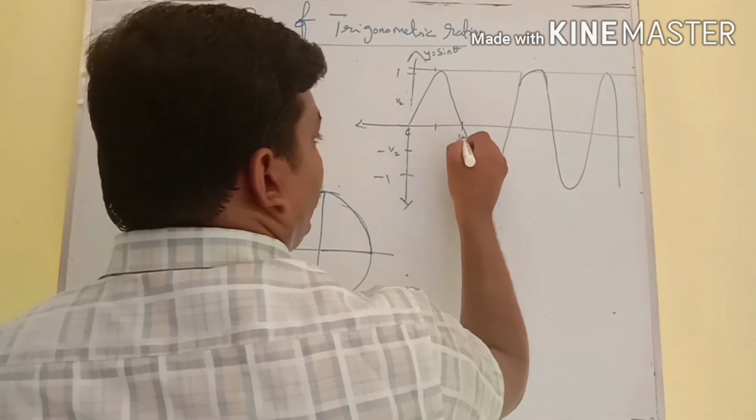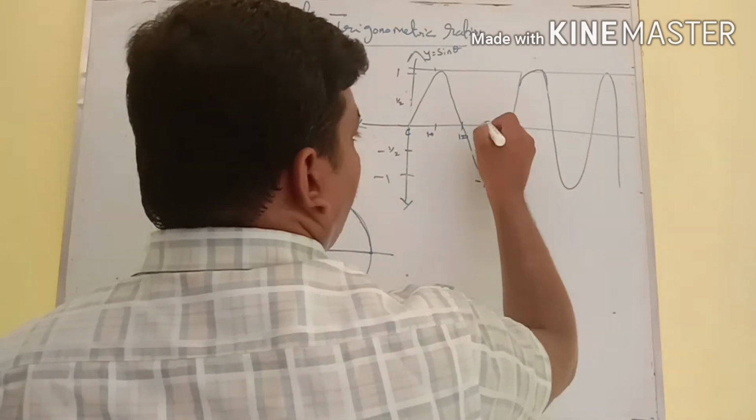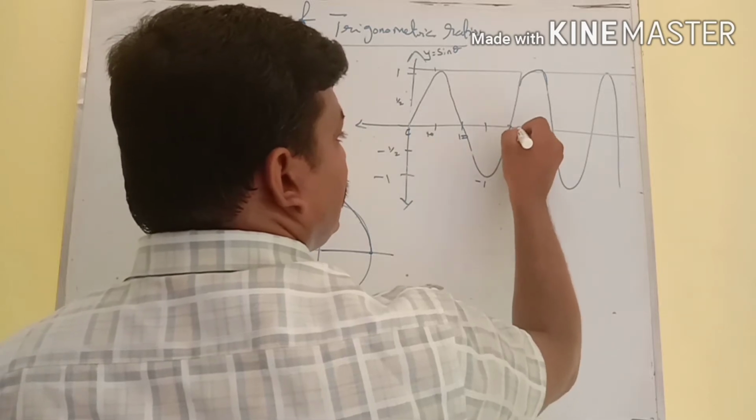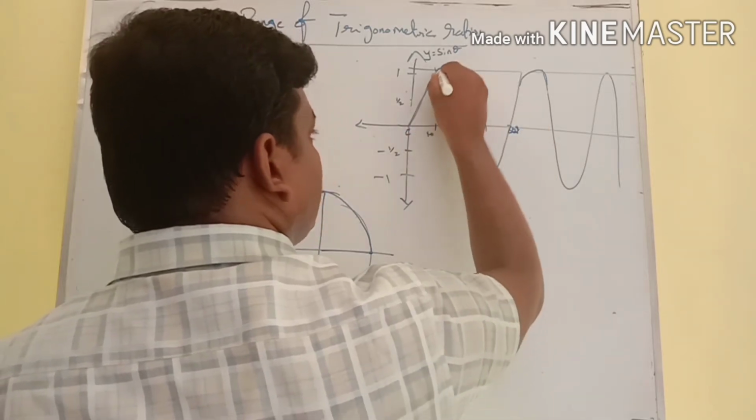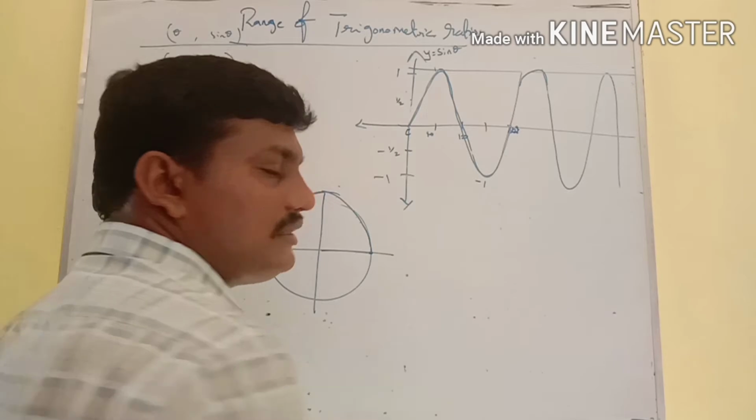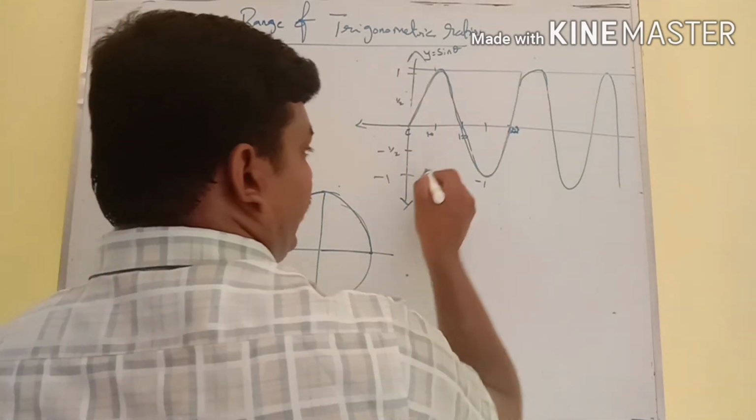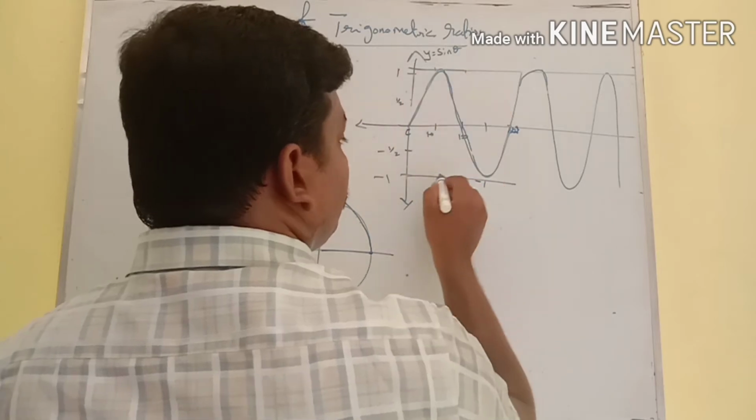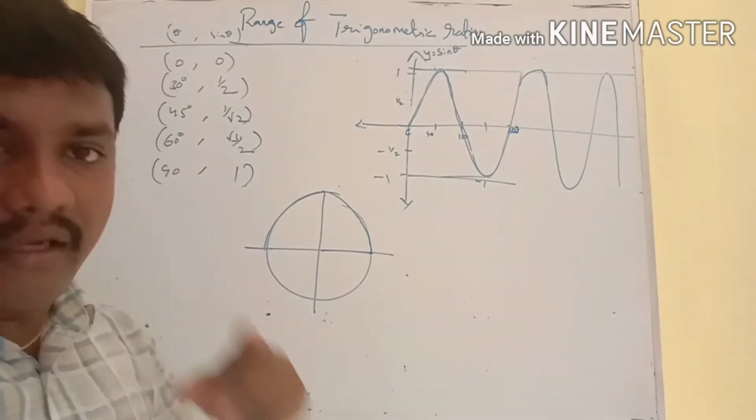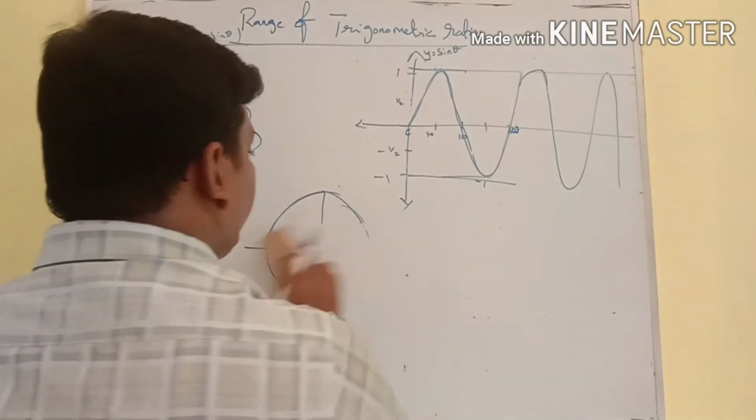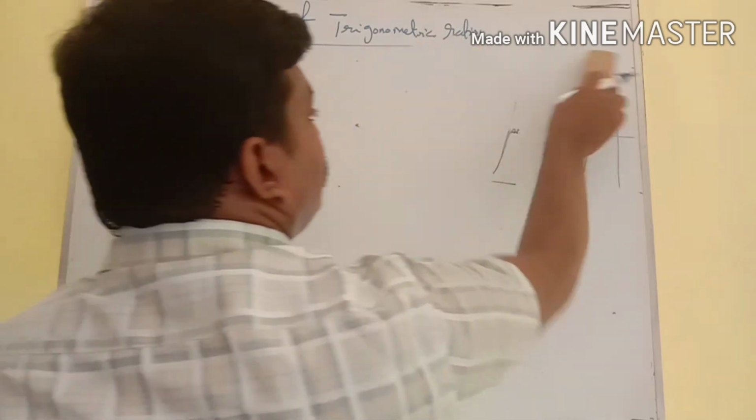This is 180 degrees and this is 90 degrees, and again it is 360 degrees. At 360 degrees, one complete cycle will be completed. So whatever the range of sine will be, it is minus 1 to plus 1.